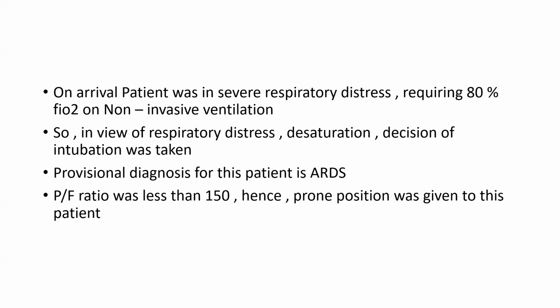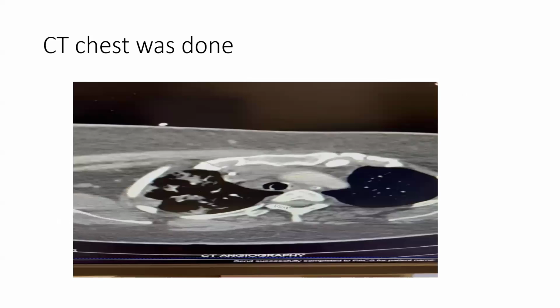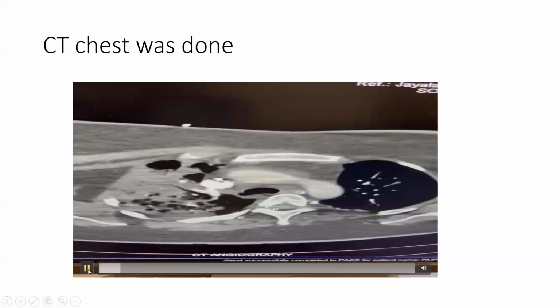So the initial working diagnosis of this patient was acute respiratory distress syndrome. The PF ratio when we calculated it was less than 150. So prone position was given to this patient. After proning her, the FiO2 requirement was reduced to 50% and the PF ratio was 300. We had done a CT scan of the chest, which was suggestive of consolidation.